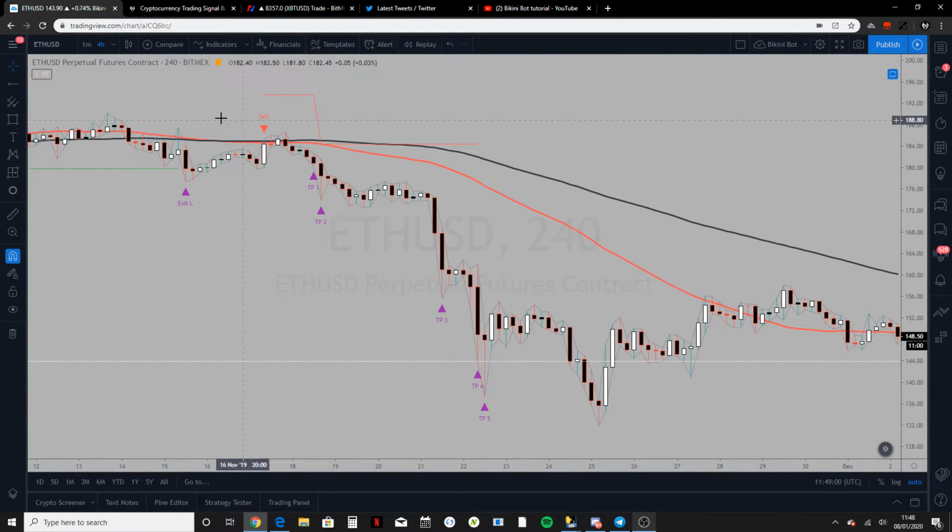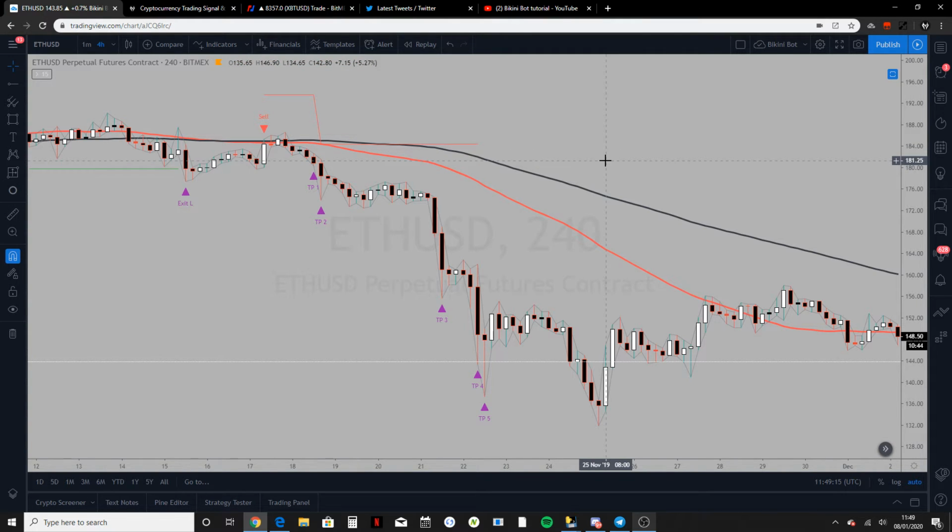So after you've had the indicator set up on your chart and you've got the correct settings, there's obviously several different signals that you can receive. The first one I'm going to show you is this one, because it's a full example of the entire trade, our entire full trade process.